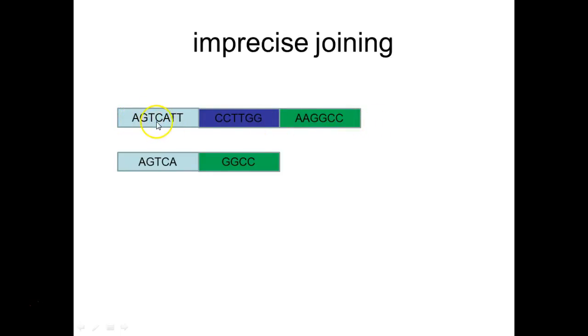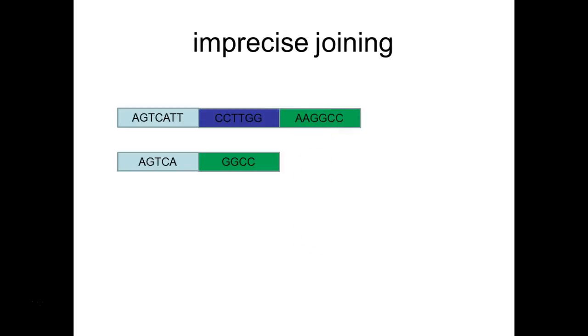So do you see the code here in this block and the code in this block? So these two blocks were picked to be put together. But did they take the entire block? No. Do you see that? Right? They took A, G, T, C, A, but it omitted these two T's. For this block, it took the G, G, C, C. It didn't take the two A's.